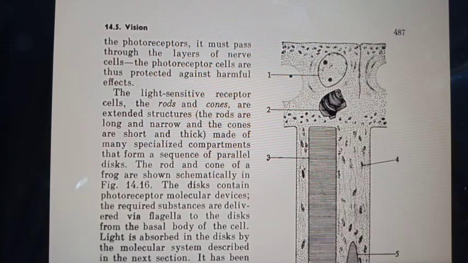For light to reach the photoreceptor it must pass through the layer of nerve cells, and the photoreceptor cells are thus protected against harmful effects. The light sensitive receptor cells, the rod and cone, are extended structures made of many specialized compartments that form a sequence of parallel discs.